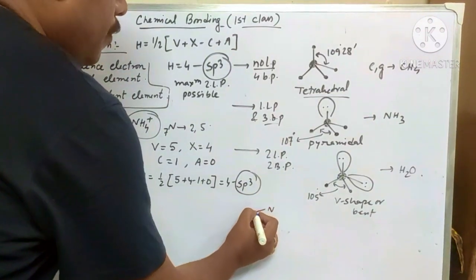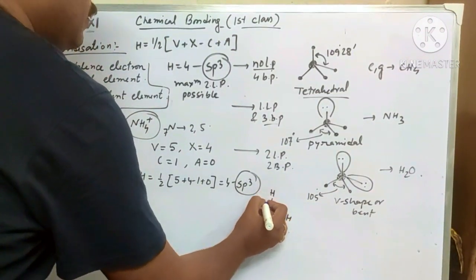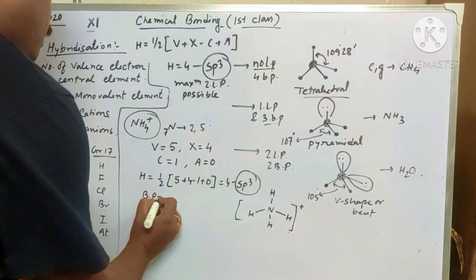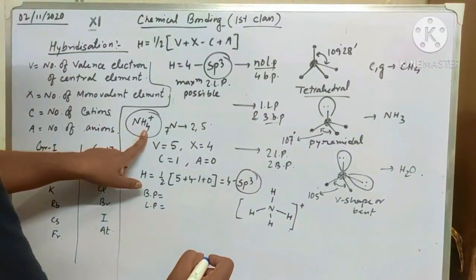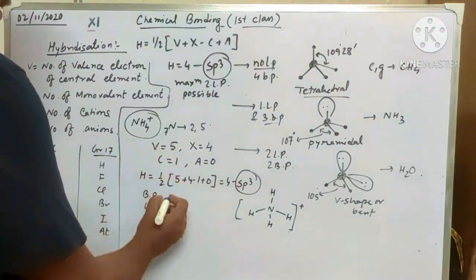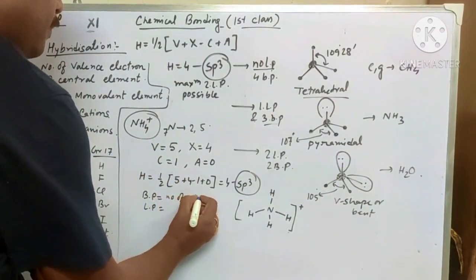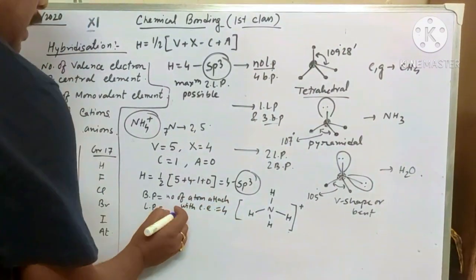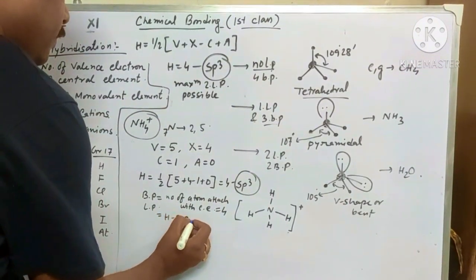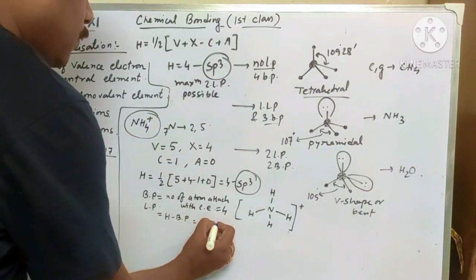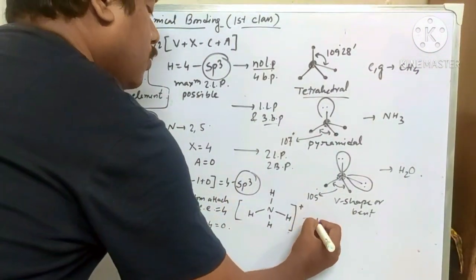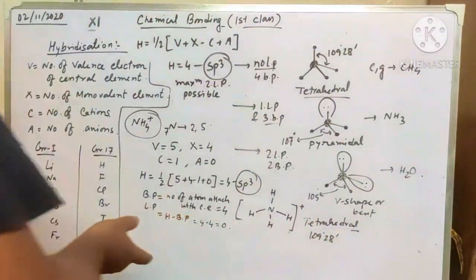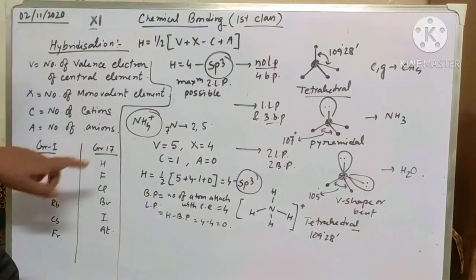When nitrogen combines with four hydrogen atoms, it has a positive charge over it. Here we have to find out the bond pairs and lone pairs. Bond pair means the number of atoms attached to the central element. Lone pair is H minus the bond pair, that is 4 minus 4 equals 0. So no lone pair is present and the structure is tetrahedral. In this way, we can easily evaluate the hybridization of any positively charged ions.